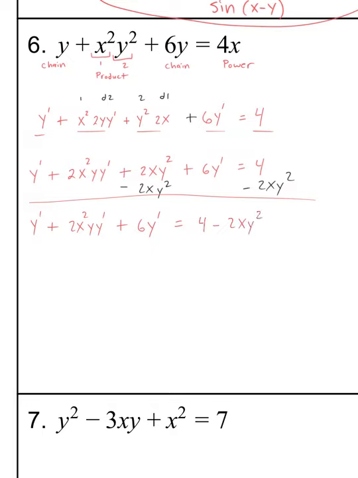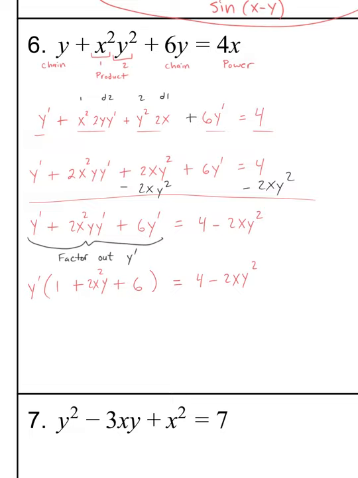All right, now we need to get y prime by itself. There's 3 terms with y prime in it on the left, so remember, we factor out y prime on the left. So we put that out in front, and we rewrite that trinomial, and we divide each term by y prime. If I divide this term by y prime, anything over itself is just 1. If I divide this term by y prime, I'm left with 2x squared y. And finally, if I divide this third term by y prime, I'm left with 6. And then the right side just comes along for the ride.